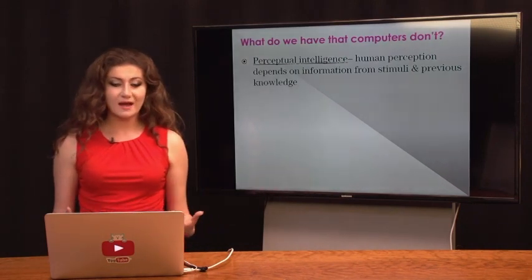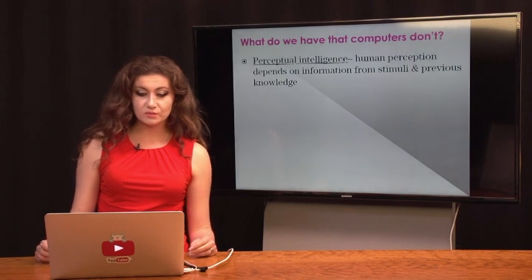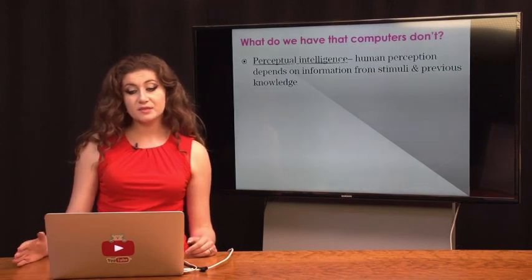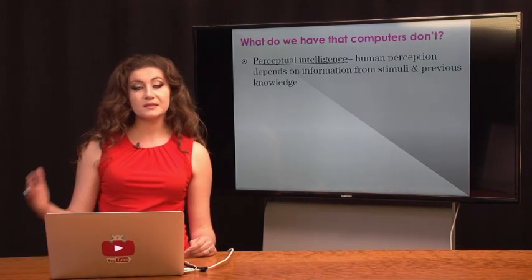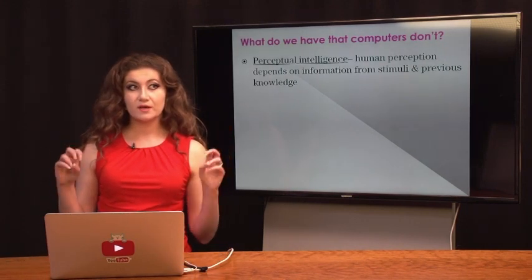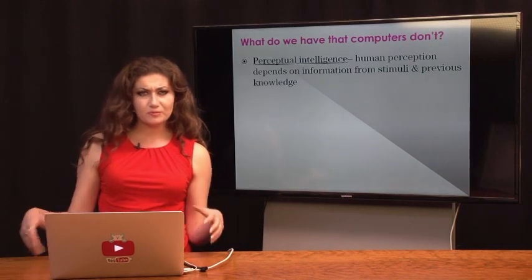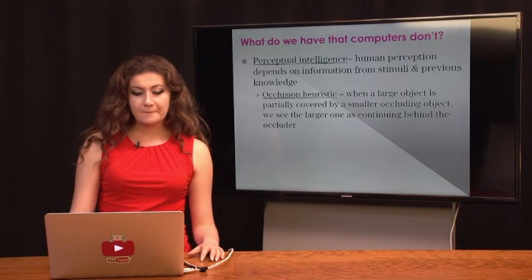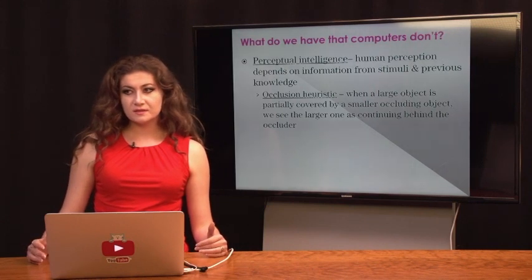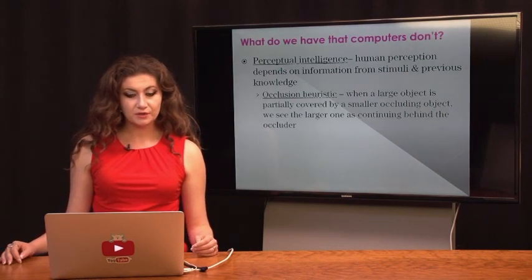What do we as humans have that computers don't? Well, we have perceptual intelligence, which says that human perception depends on information from stimuli as well as previous knowledge. This is not to say that computers are not smart, right? They are. They possess a lot of knowledge that's programmable in a way. But there are certain things that they can't work around. And one of those things is called the occlusion heuristic.